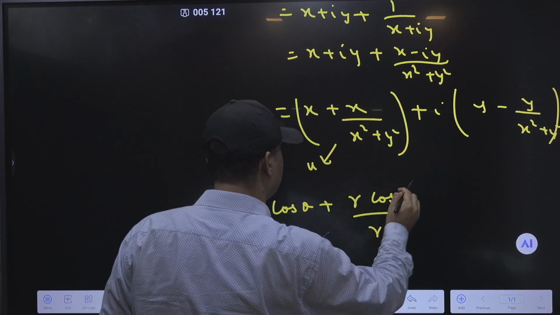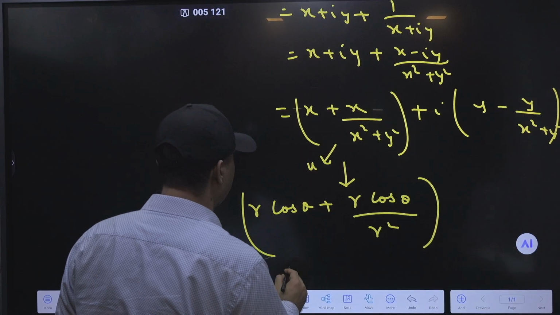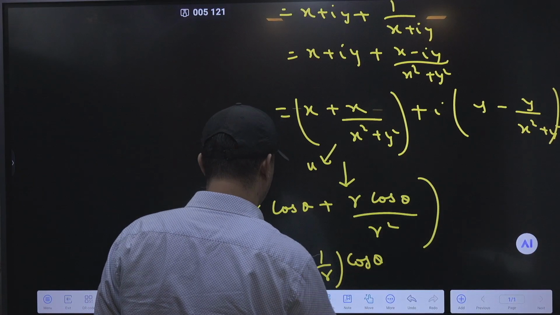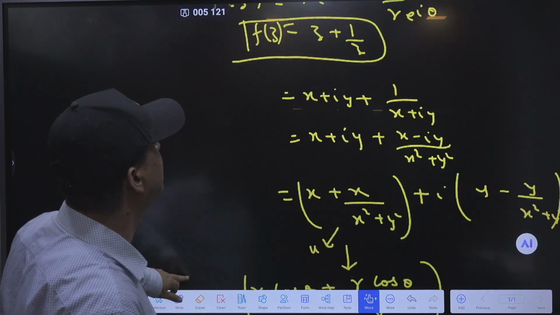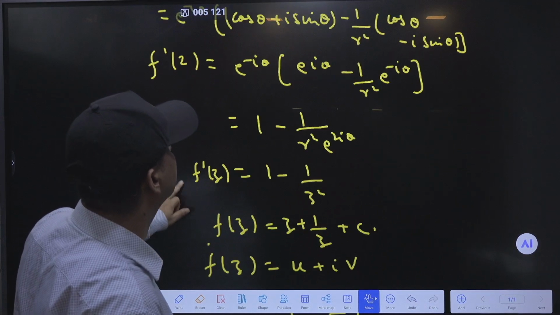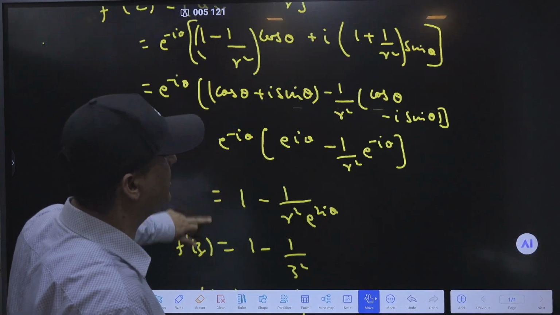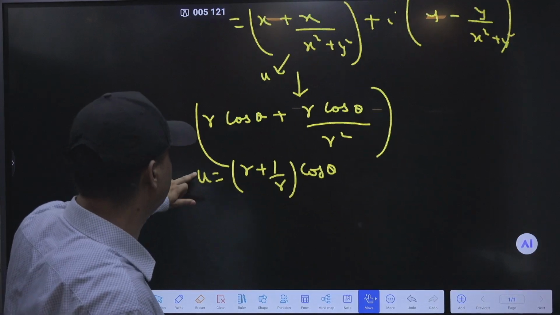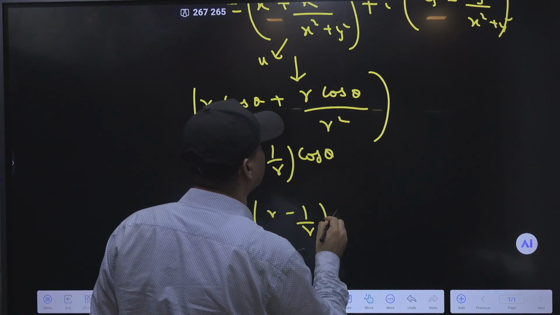Right. So this is u. So this is nothing but r plus 1 by r cos theta. This is your u. So you can verify this also. What is v? v is nothing but r minus 1 by r sine theta. Isn't it? So you can check that also. So v is r minus 1 by r sine theta.